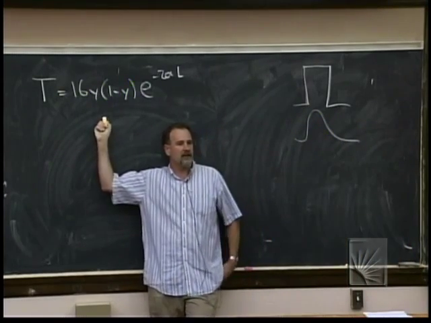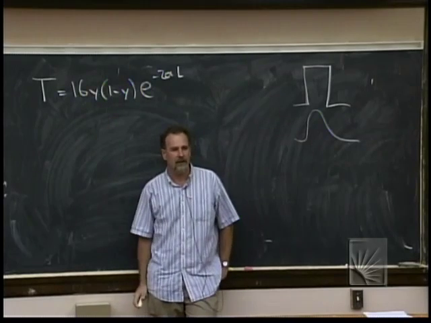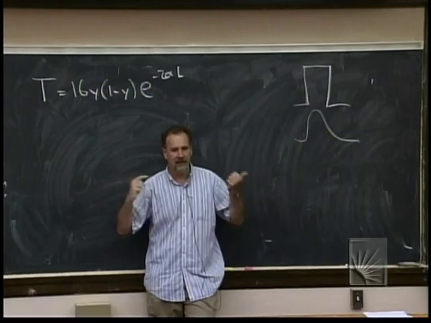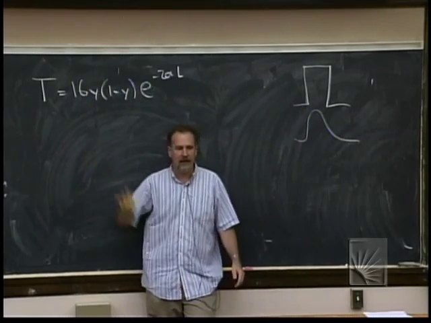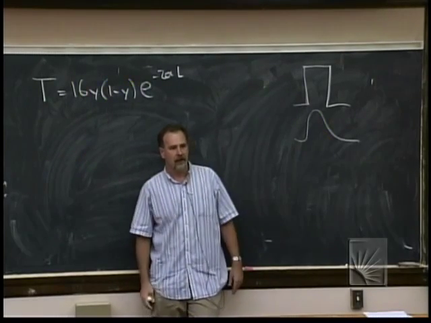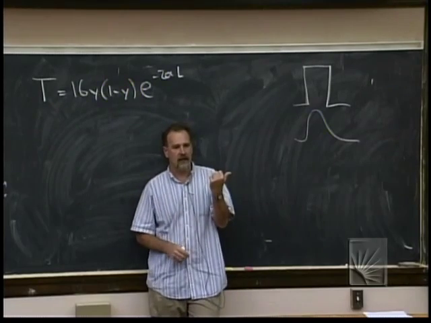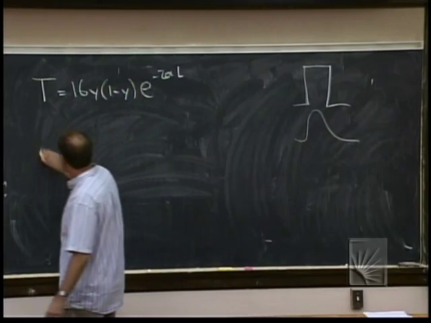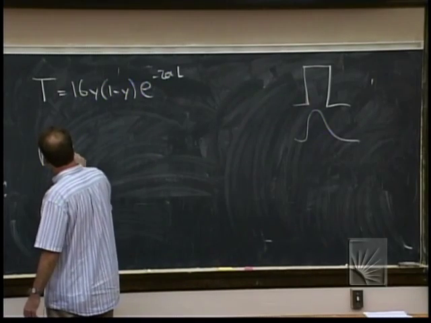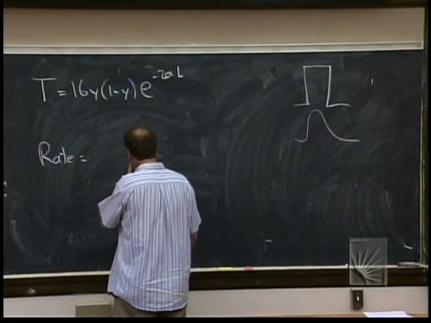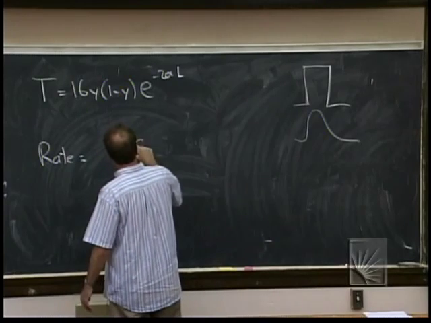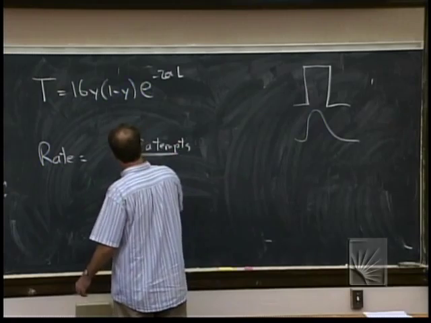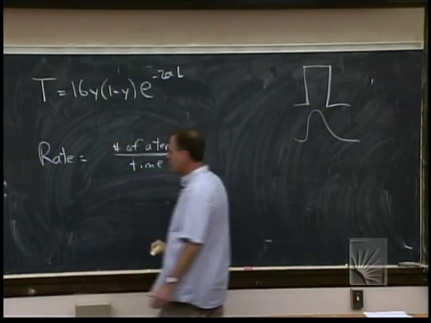What did this transmission probability have to do with? I had an incident flux, and that was the amount out. And clearly, I'm not talking about that. I have one atom, and it just sits there, and then it eventually decays. So how do I relate concepts? The way we do it is we say the rate equals the number of attempts in some time frame. Okay, what's a rate?